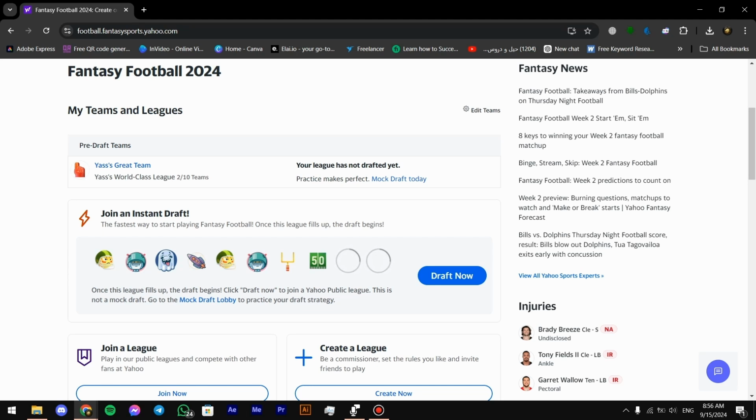The private league is a free league as well, but it's a league that you create, or a league that the commissioner made and sent you an invite to, so you'd be able to join them and then play with them in that league.